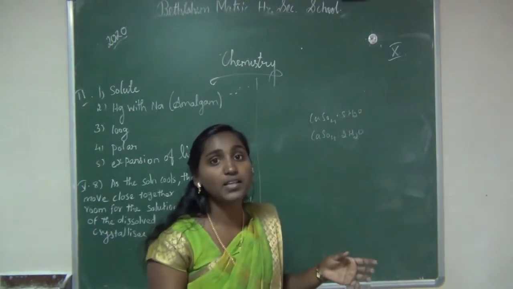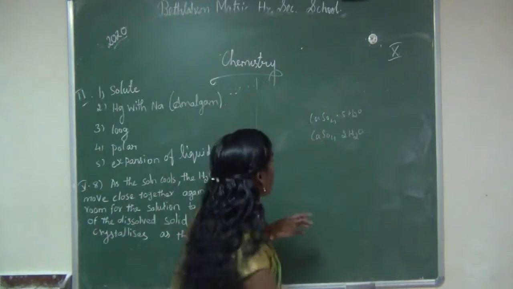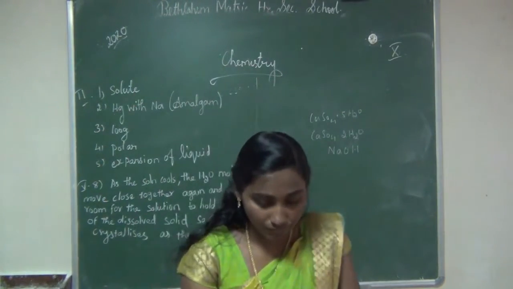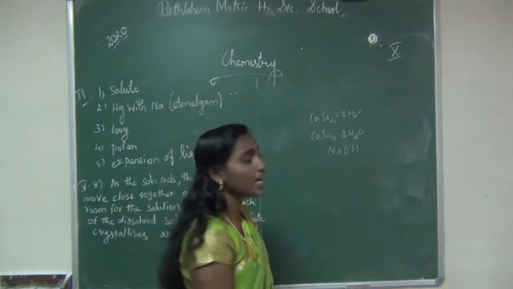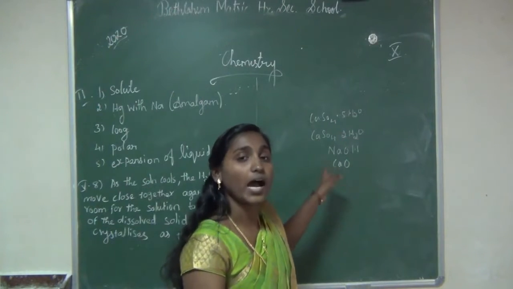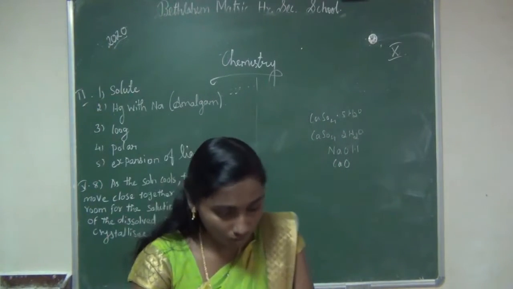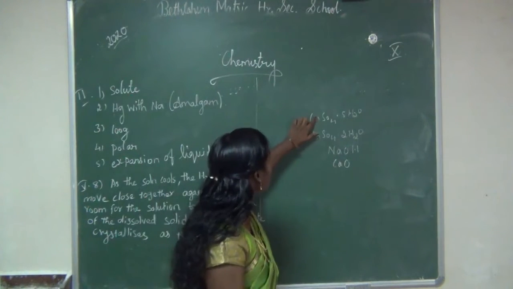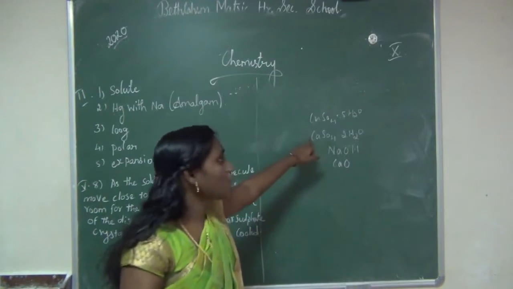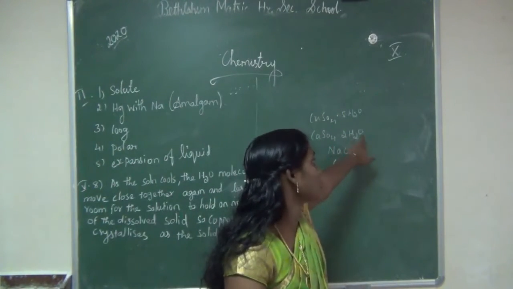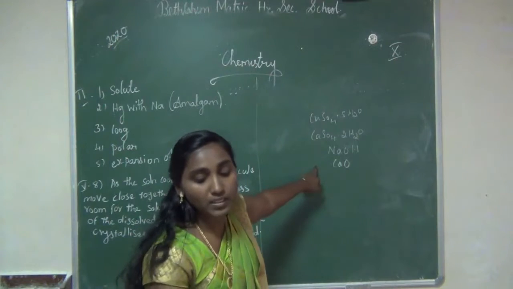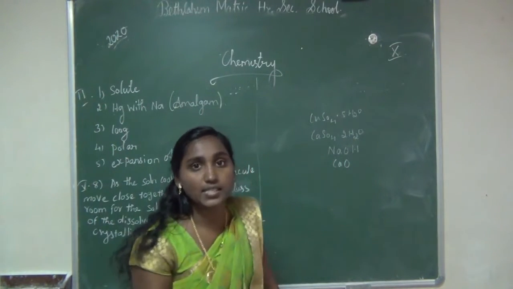Then third one, deliquescence. Deliquescent substance example, sodium hydroxide, right? Sodium hydroxide, NaOH. Deliquescence answer, NaOH. Then hygroscopic. Hygroscopic answer, calcium oxide, CaO. Calcium oxide is the example for hygroscopic substance. So blue vitriol answer, CuSO4 5H2O. Then gypsum answer, CaSO4 2H2O. Then deliquescence answer, sodium hydroxide. And hygroscopic answer, calcium oxide, CaO.